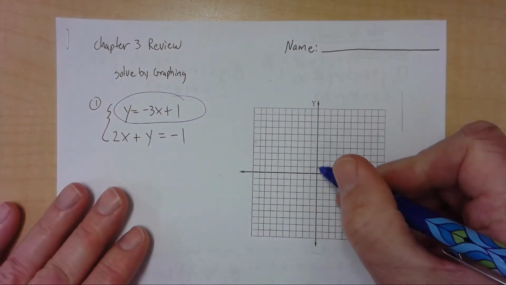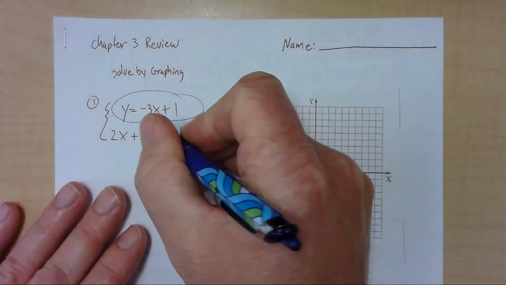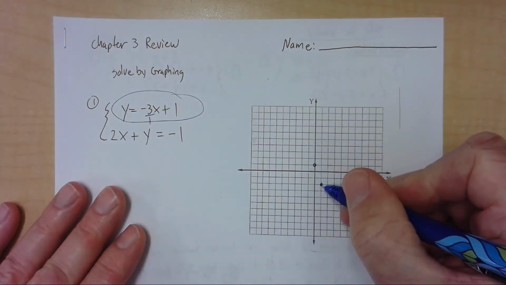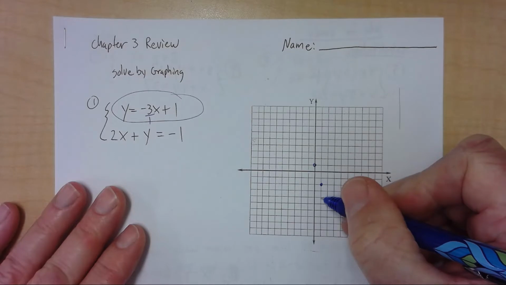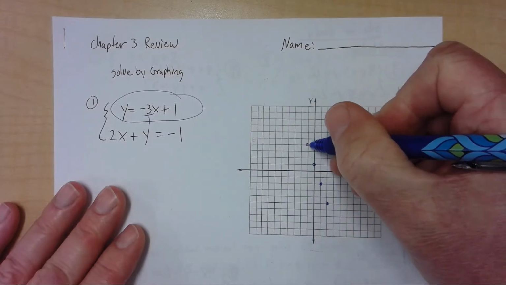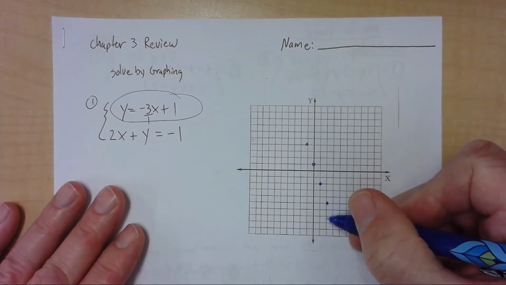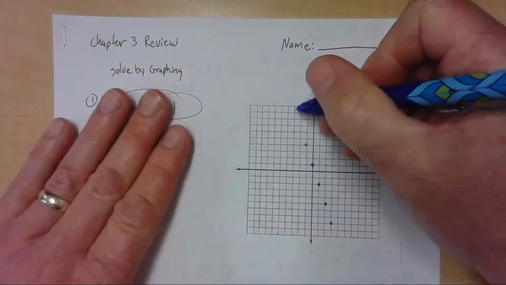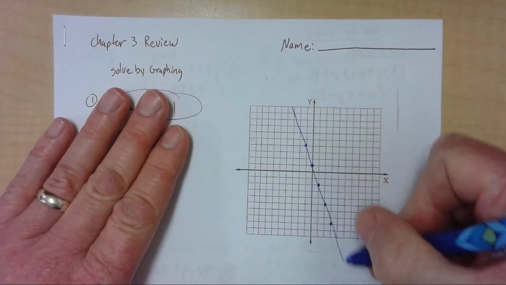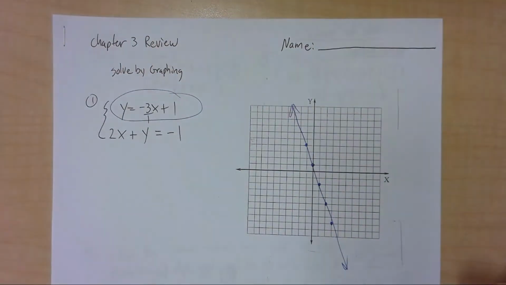Starting at 1 with a slope of negative 3 over 1: down 3, over 1, down 3, over 1, and so on in both directions. You want lots of dots because you're not really sure where it's going to intersect. Lots of points. Okay, now we're going to graph the other one.